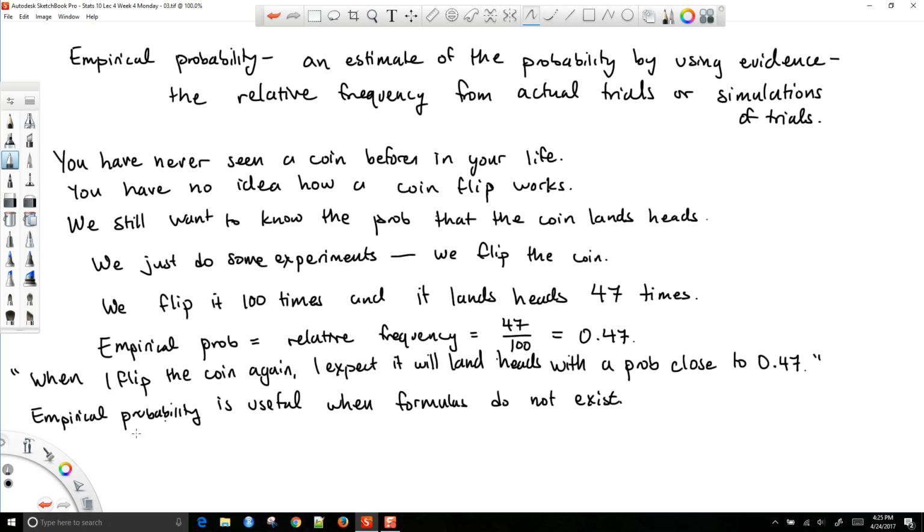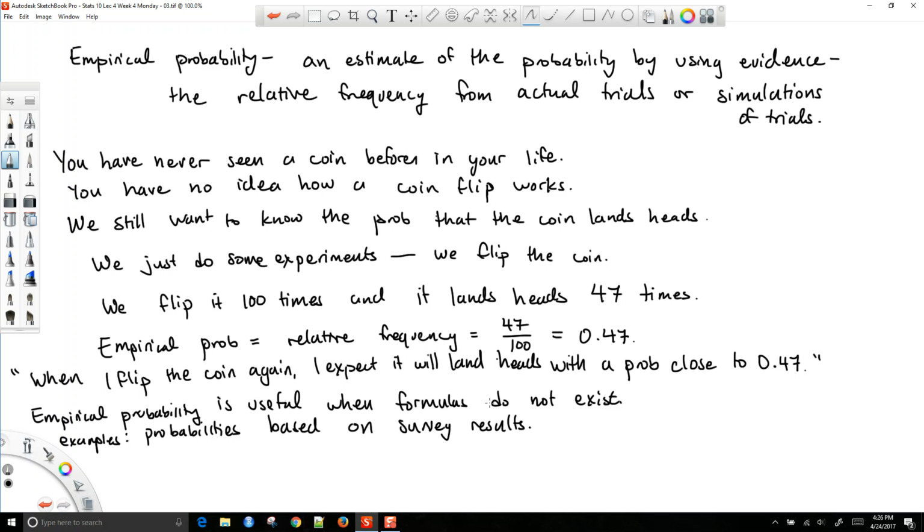So here these would be examples of probabilities based on survey results. We're using the survey results, the actual outcomes, to estimate a probability. We don't have a formula.